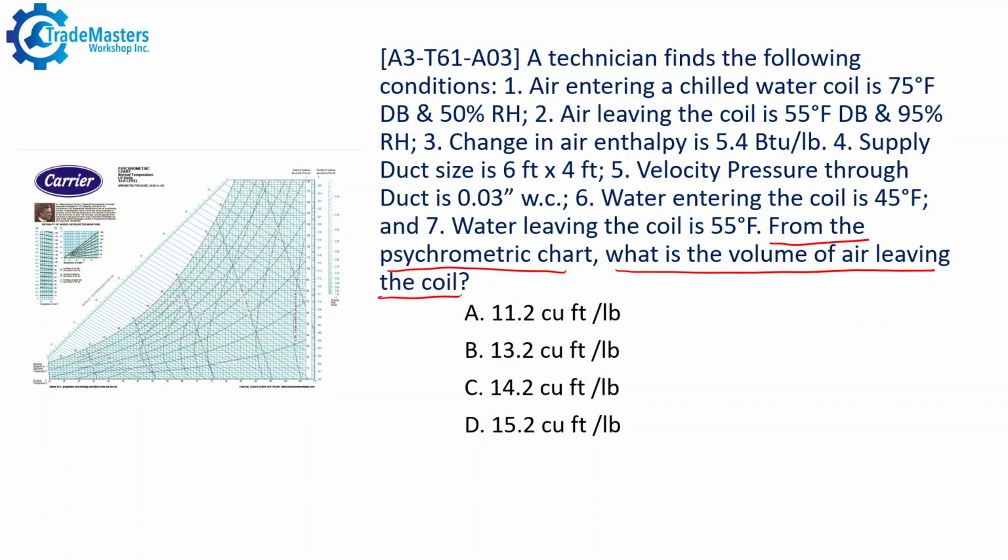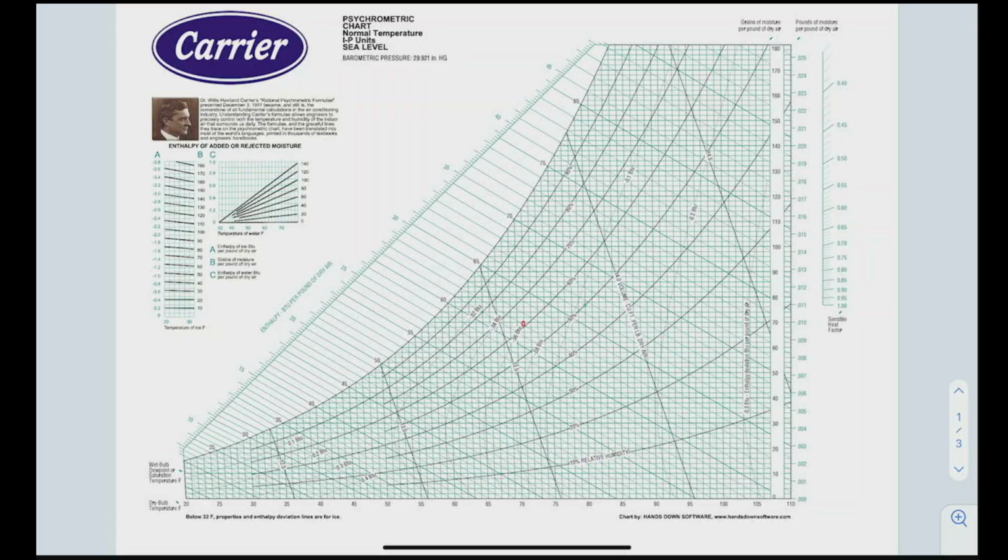We need two pieces of information to plot the conditions of the air entering the coil and two pieces of information to plot the air leaving the coil. So entering the coil, I'm going to underline here again, we had 75-degree dry bulb, 50% relative humidity. So 75 and 50. So let's find where those 2 points intersect on our psychrometric chart. And we can plot the state of the air as a single point on the chart where it enters the chilled water coil.